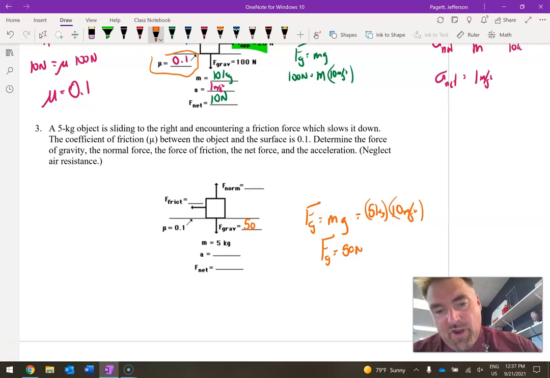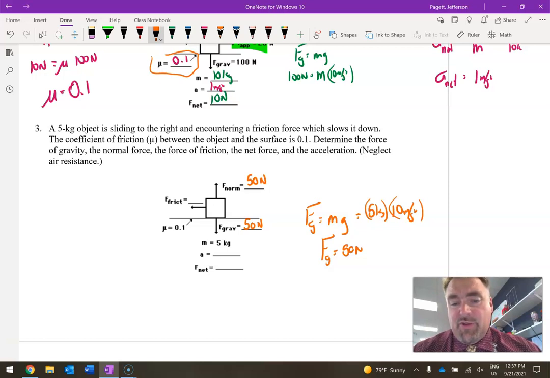Once I know that force of gravity, I look and say, there are no other vertical forces acting on it with the exception of the normal force. So the normal force has to be pushing up, so that has to equal 50 newtons. 50 up, 50 down, because the box isn't being sucked down into the ground and it's not flying up off. We know they have to be in equilibrium.